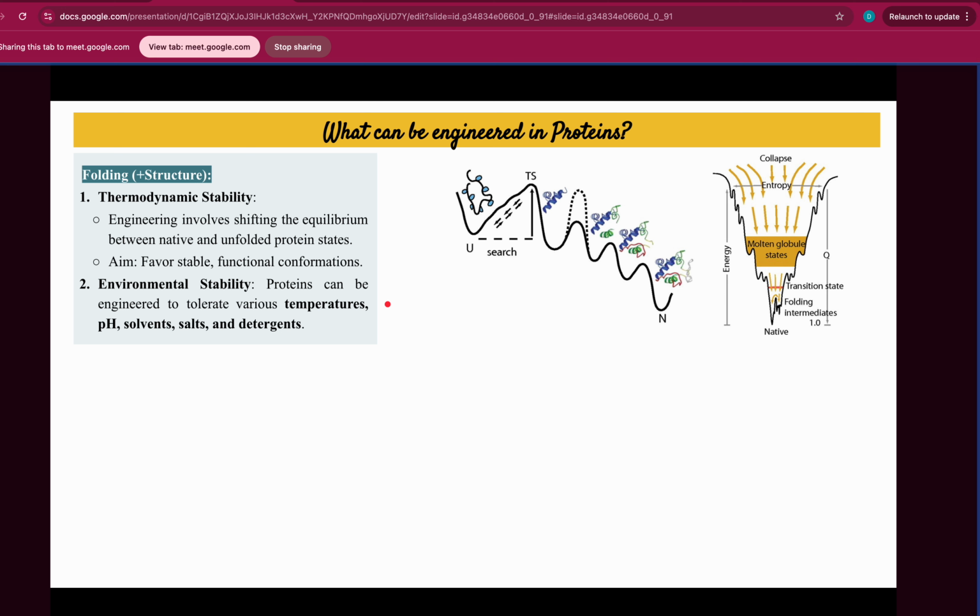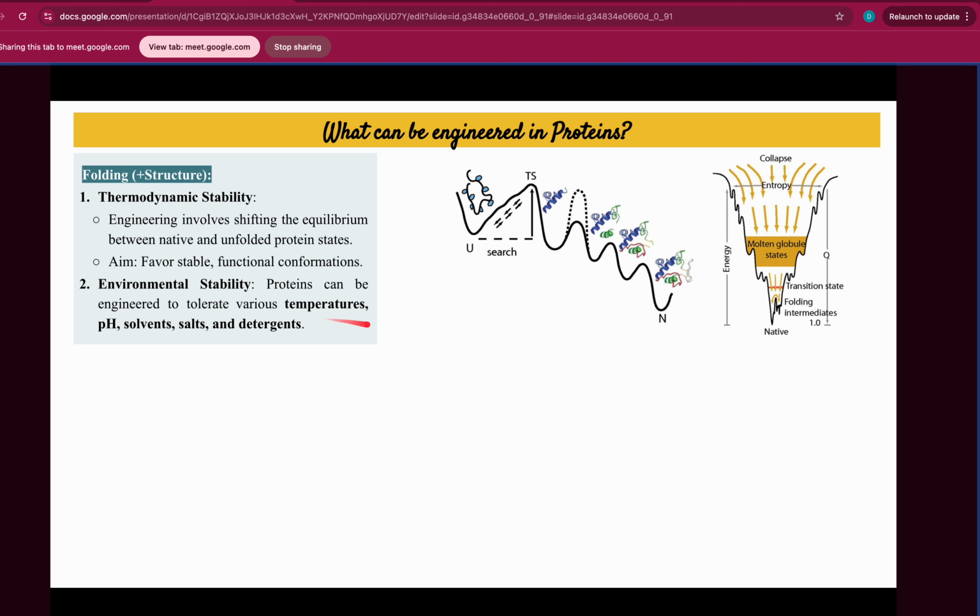So we can take inspiration from the primitive organisms, or we can also increase the thermal stability of the protein by making certain mutations and then studying. But that will take a lot of time if we do not know the already available thermophilic sequences.